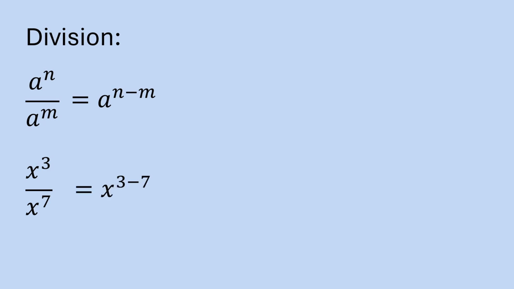Next is the division law. a raised to n divided by a raised to m is equal to a raised to n minus m. Example: x to the power of 3 divided by x to the power of 7 is equal to x raised to 3 minus 7, which is equal to x raised to negative 4.